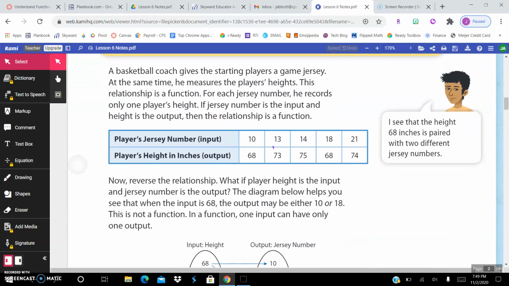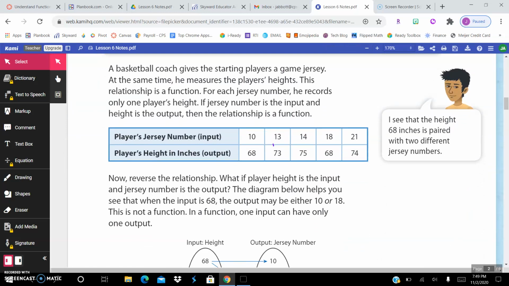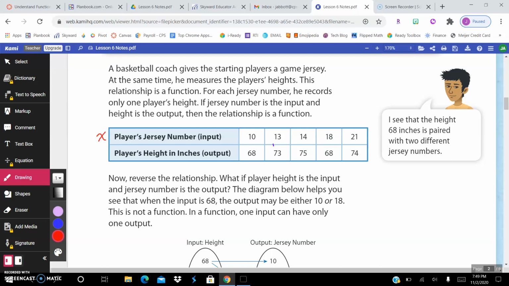So our next story here is a basketball coach gives the starting players a game jersey. At the same time, he measures the players' heights. This relationship is a function. For each jersey number, he records only one player's height. If jersey number is the input and height is the output, then the relationship is a function. So as long as the jersey number is x, and the height is y, it is a function because there's not going to be multiples of the same jersey number. There's only going to be one of each. So x will never repeat in this situation.